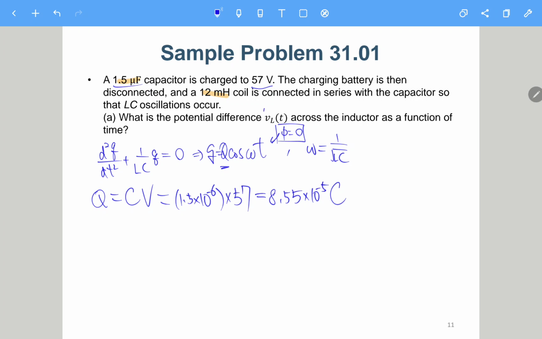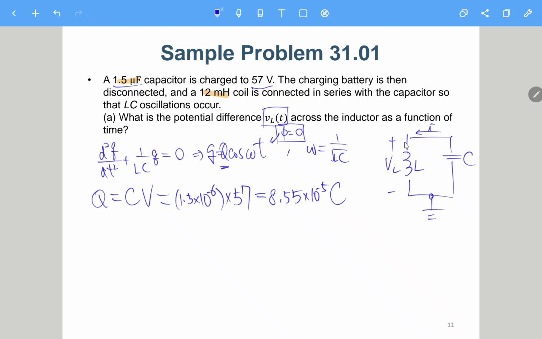So actually we would like to find V_L of t, which means the potential difference across the inductor. Of course, in this circuit, this is L, this is C, and this point connects to the ground. So you can choose V_L to be something like this. We also know this is the current, or maybe the current is the other way around. Maybe this is the current. It's just up to you.